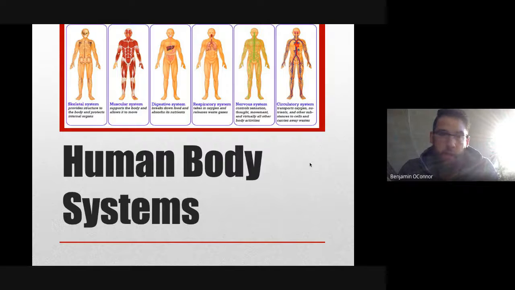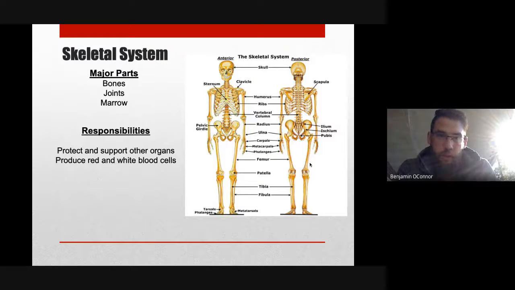We're going to start off with the skeletal system, all right? And so without a foundation, a house cannot stand tall for years and years, all right? And the same thing goes with us. Without a skeletal system, we would be a big puddle of organic tissue. Without our legs, we could not stand, all right? Without our arms, we could not grasp out and reach things, all right? The major parts, right? We have bones, joints, and bone marrow, right? And in general, the responsibilities of the skeletal system is to protect other organs and to produce our blood cells, all right? Red and white, right?